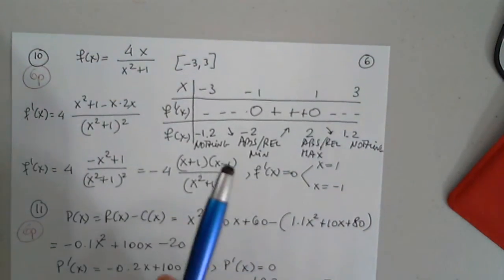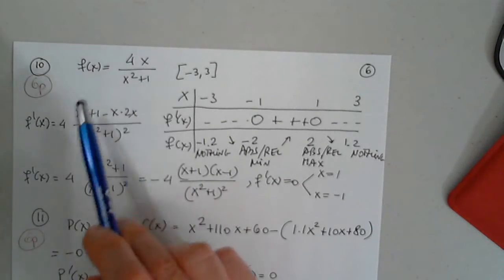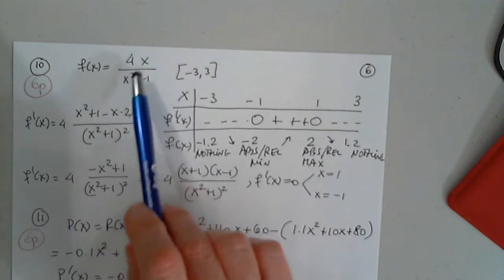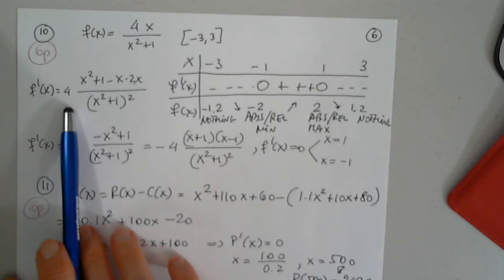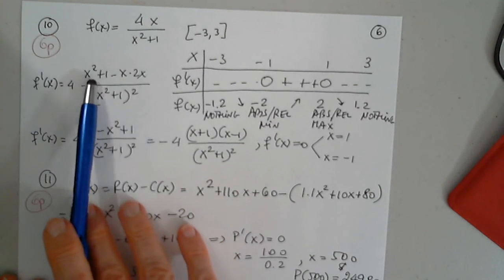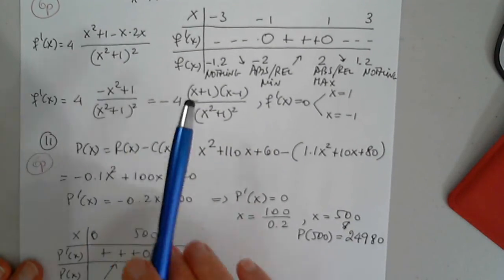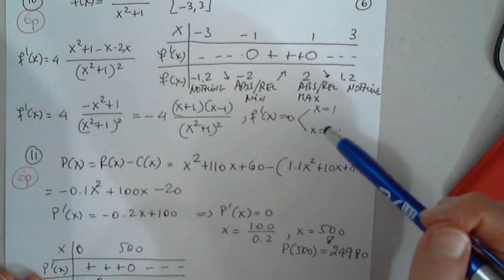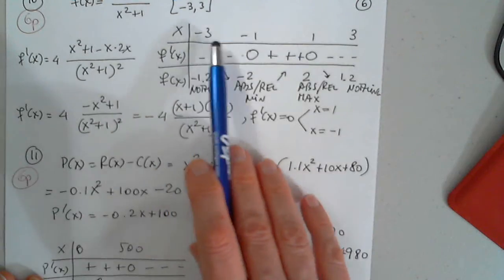Here we were asked to study the function on the closed interval. So first I kept 4 outside. The first function prime is 1 times the denominator minus the first function times the denominator prime. So then 4 stays outside, negative 2x squared plus x squared is negative x squared plus 1, factor out negative 1, and factor the numerator. So the critical numbers are negative 1 and 1. The interval is negative 3, 3.